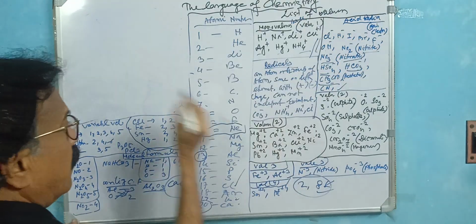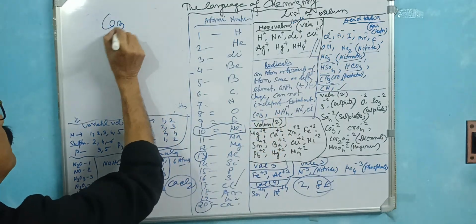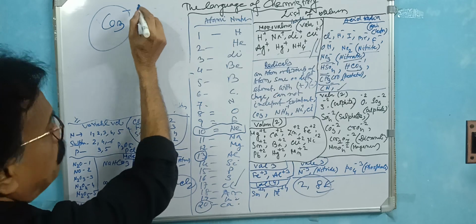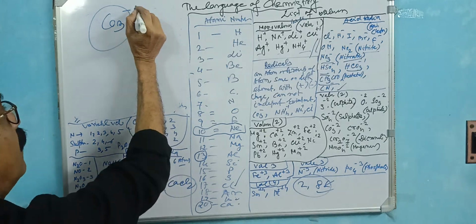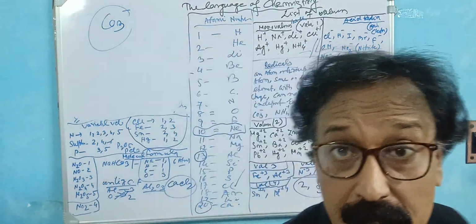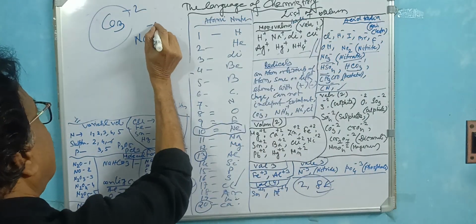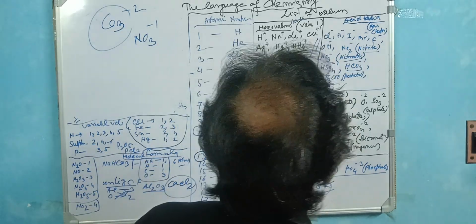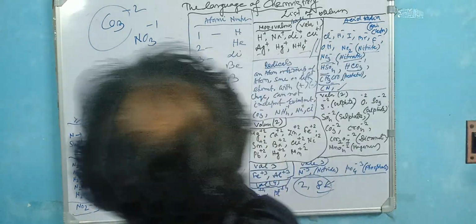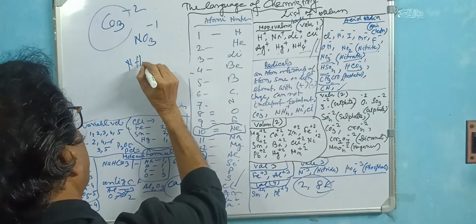Suppose এখানে লিখেছি আমি CO3 minus 2, sodium carbonate, Na2CO3. This is 2, NO3, nitrate. Okay, ammonium, NH4 plus.